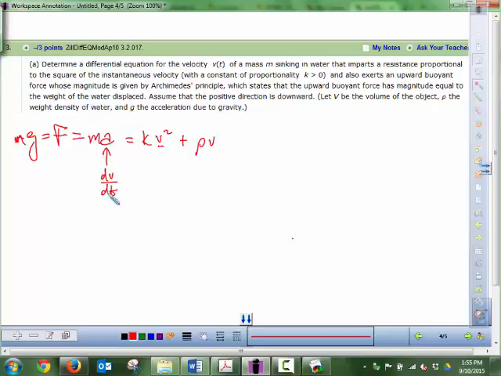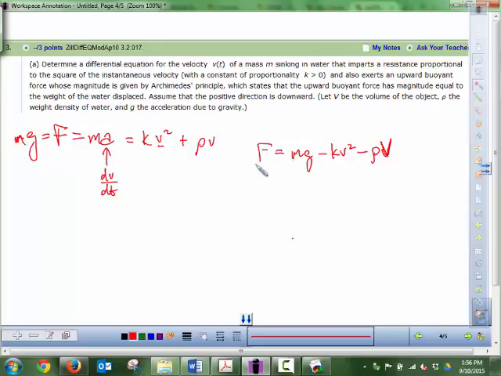Well, I think I have three things here. That doesn't look right. I think it's F equals mg minus kv squared minus rho V. So F equals mg minus kv squared minus rho V. That's the volume, and that's different from little v.